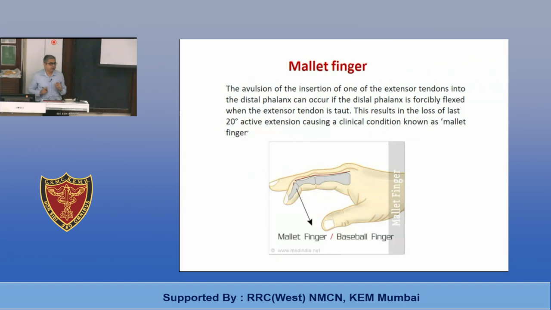Then there is mallet finger. In baseball, a sudden jerk on the terminal phalanx, the extensor component, leads to this. In mallet finger, the last 45 degrees of extension of the terminal phalanx is not possible. So a sudden jerk causes a mallet finger.